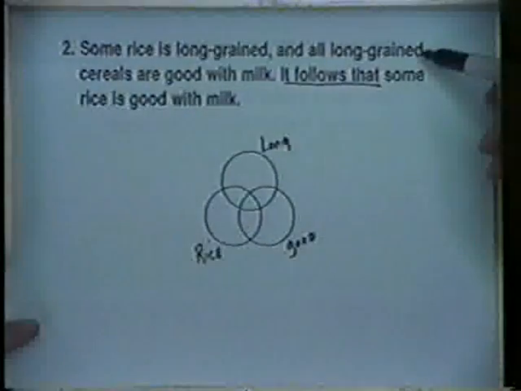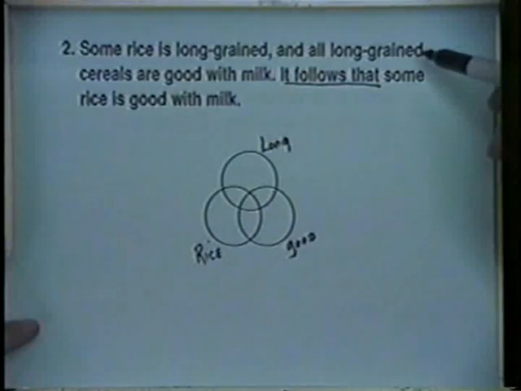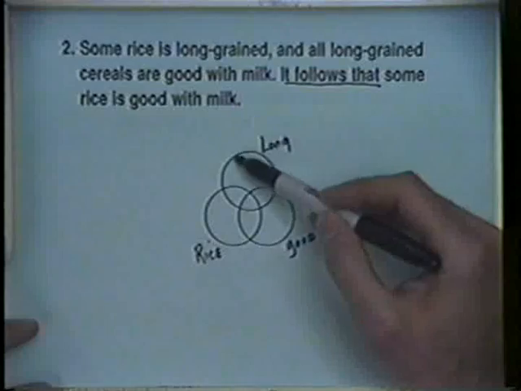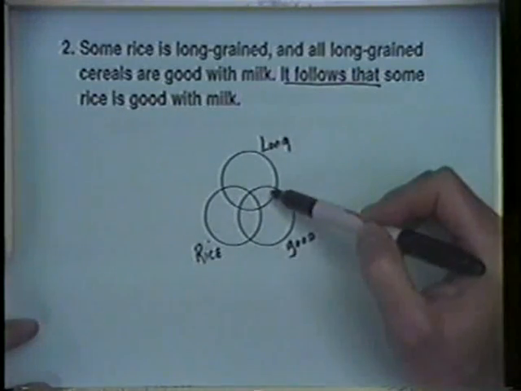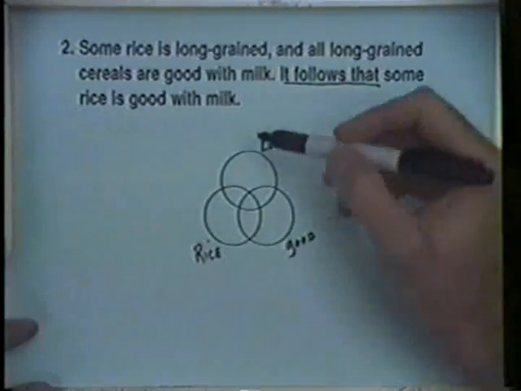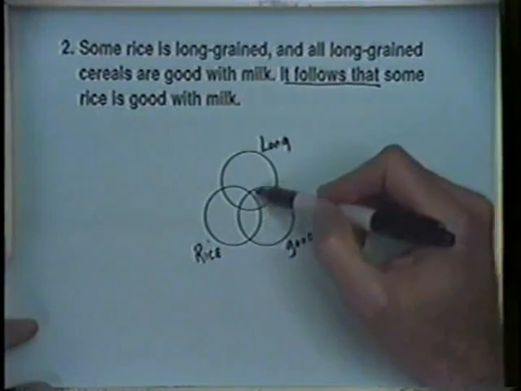Now, one thing is important here. You always have to graph a universal premise first. In other words, if you have a universal premise and an existential premise, you must do the universal one first. So premise 2 here, all long-grain cereals are good with milk, is what we first need to do. All long-grain cereals, anything that's in here, has to be good with milk. In other words, it has to also be in this circle. Well, that part is of course this football.